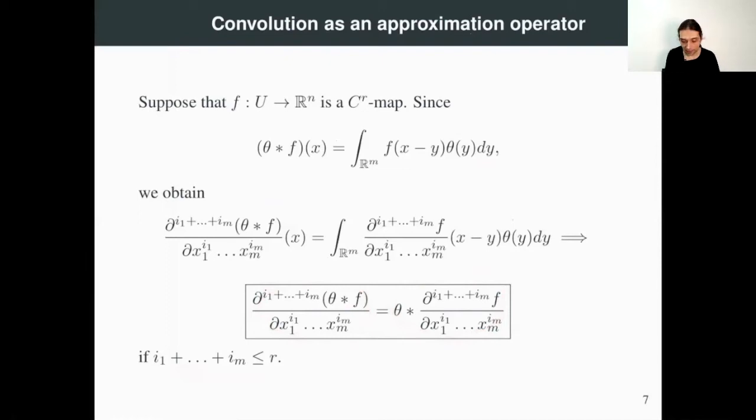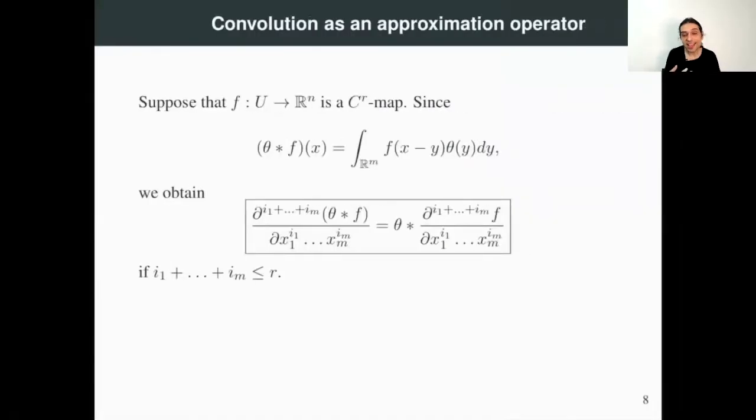From that moment on, it's no longer true that these derivatives are continuous. Indeed, it's not clear that they exist. And so the result is no longer true if we consider derivatives of order greater than R. But this is a very interesting result because it's saying essentially that the derivatives of order up to R of the convolution are obtained as a convolution of the convolution kernel and the derivatives of f.